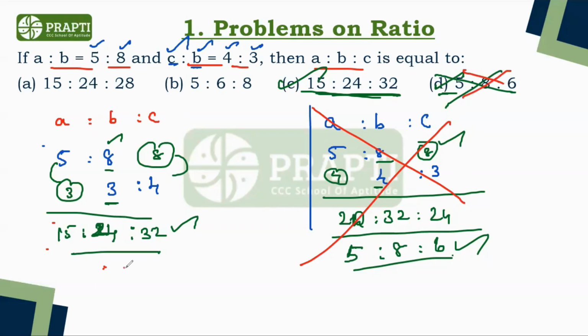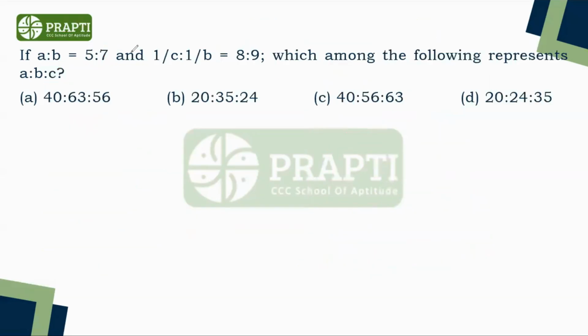So what is the answer for this particular question? Option C, 15 is to 24 is to 32. Next question: if A is to B is equal to 5 is to 7, and 1 by C is to 1 by B, it is in fraction, right? Okay, is equal to 8 is to 9. Which among the following represents A is to B is to C?